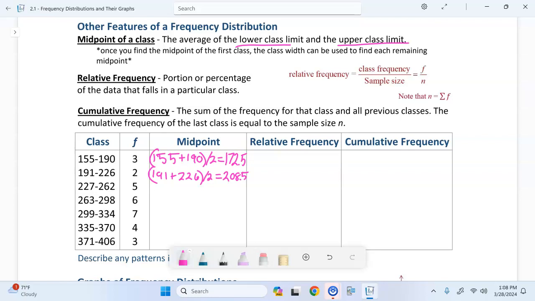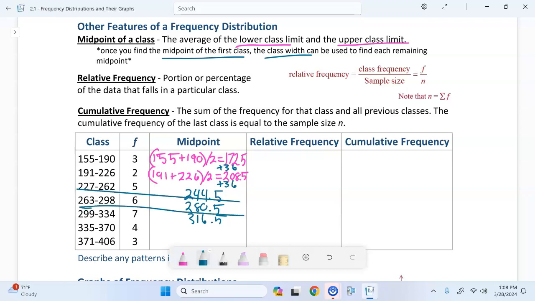Just like we found subsequent lower class limits and subsequent upper class limits by adding the class width, we can do the same thing with our midpoints. Once we find the first one, we can add the class width to find each remaining one. We can add 36, and I can do it again, and we get a midpoint of 244.5, and we can do it again, 280.5, and again, 316.5.